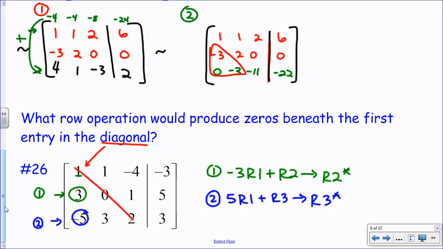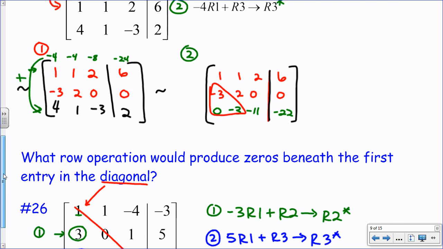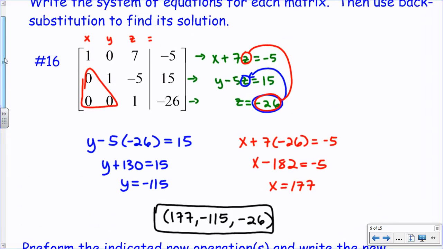Okay, so remember our goal is to get a matrix that looks like this with the triangle of zeros. So if you notice, it doesn't matter what I have in row 1, because I don't need zeros there. I need zeros in row 2 and row 3. So row 1 is not going to change. I will use it to help me get zeros here, but I'm not actually going to be changing row 1.